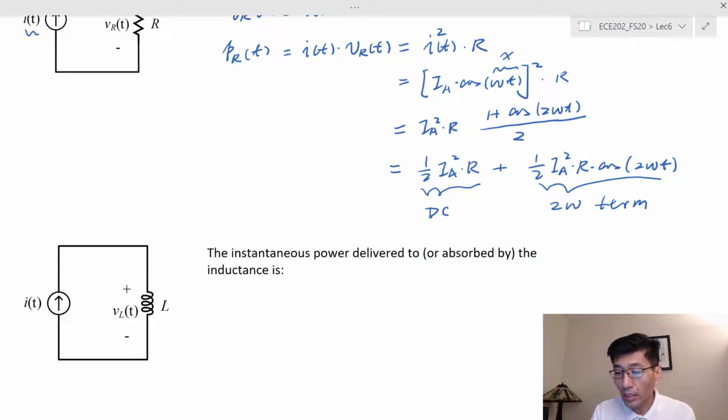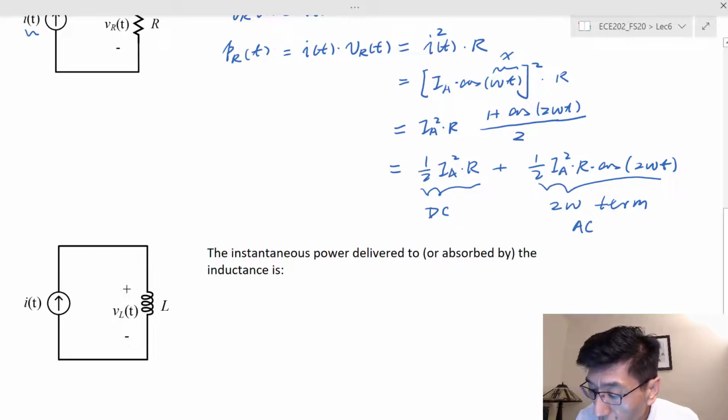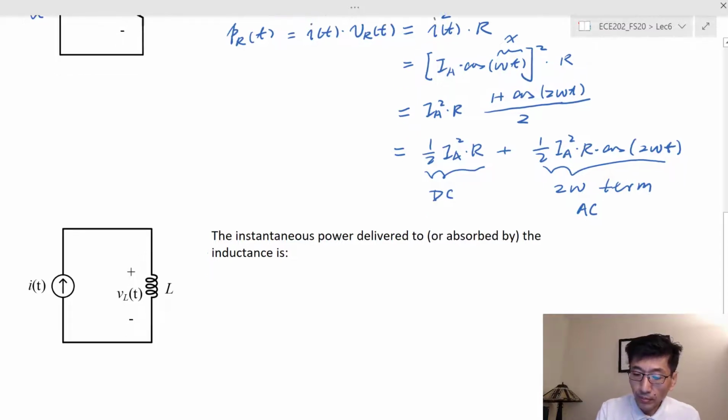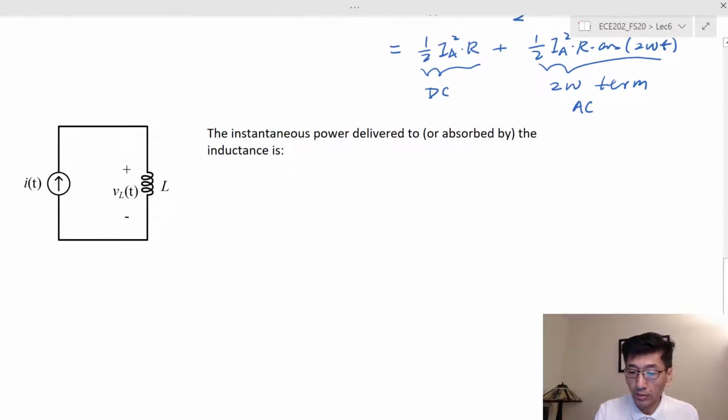Pay attention to that. So this is the 2 omega term, but this of course is AC, right? Pure AC, because this varies between positive and negative magnitude of half IA squared times R. Let's look at the inductance.